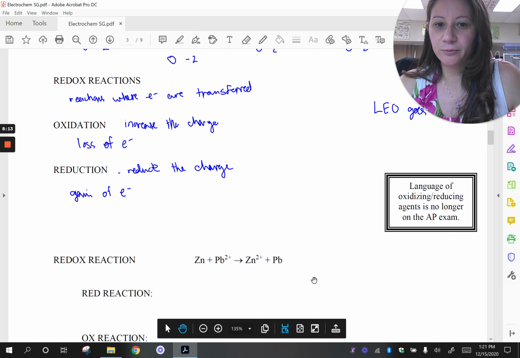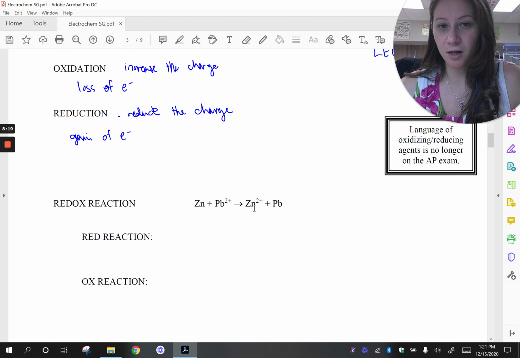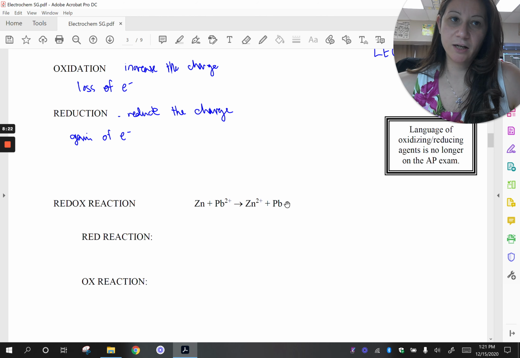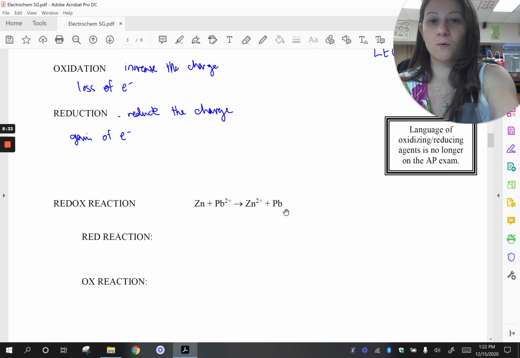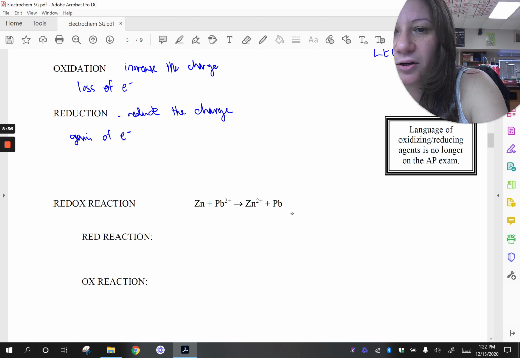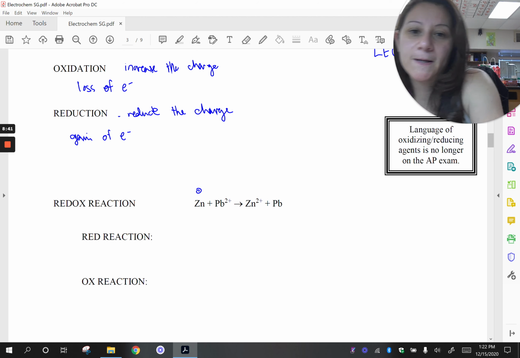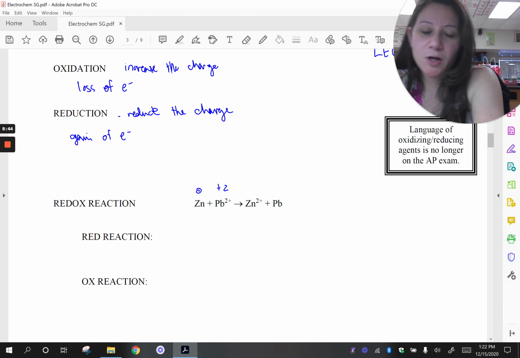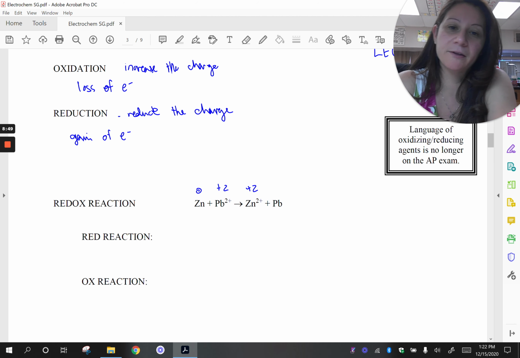So let's look at a reaction here. We have zinc plus lead ion yields zinc ion plus lead. So when you look at a reaction, in order to figure out if it's a redox reaction and what is happening, you assign oxidation states to every single atom in the reactants and in the products. So let's do that. Zinc here is 0 because it's an element in its natural state. Pb2+ here is +2 because it's a monoatomic ion. Zn2+ again is +2 because it's a monoatomic ion. And then that lead is neutral and it's 0.